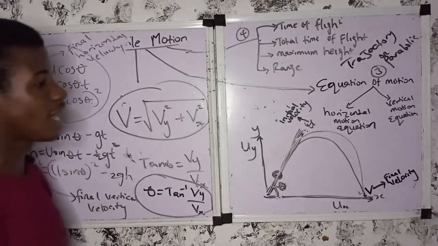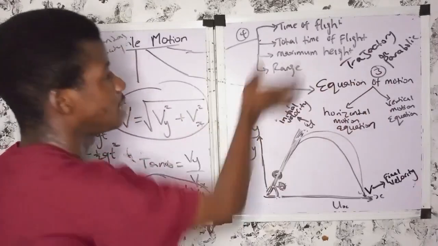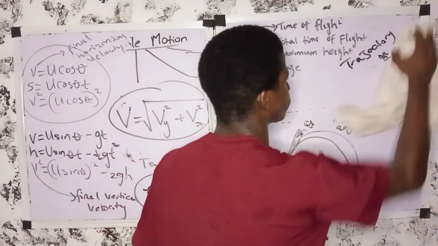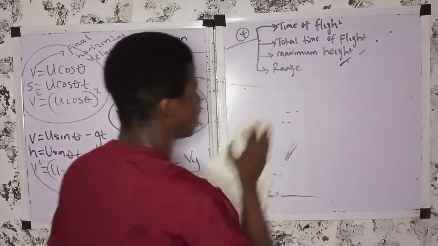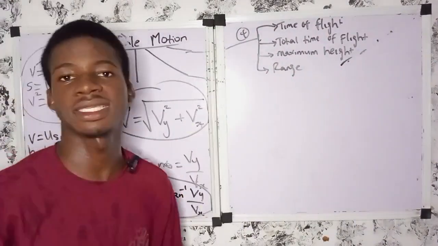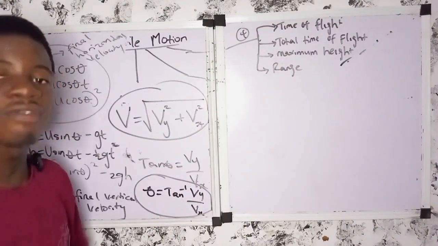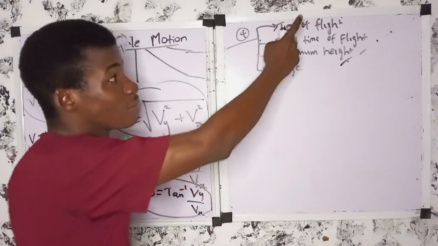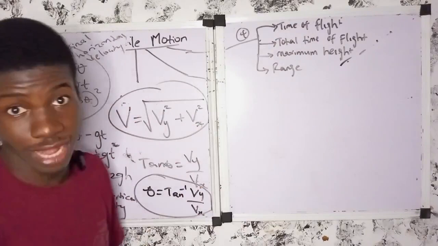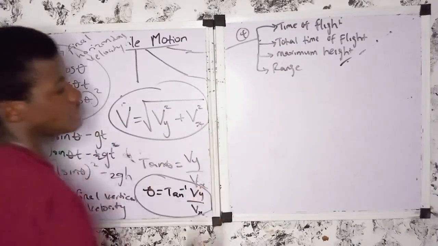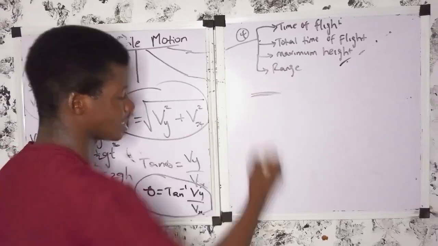Okay, now I'm done with this diagram. I'm done with this part. Let me do this part so we start solving questions. All right, so now we start with time of flight. Now, what is time of flight? Time of flight is the time it takes... Remember, please, time of flight is different from total time of flight. Let me start with maximum height first. Maximum height is the highest vertical height reached.